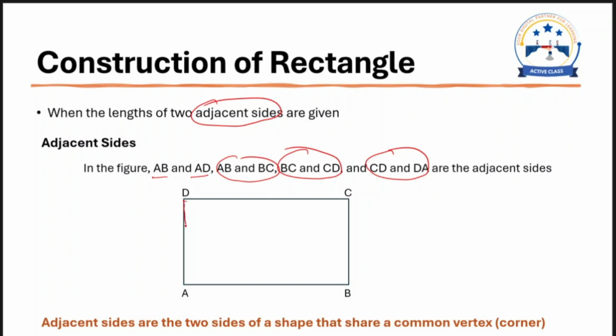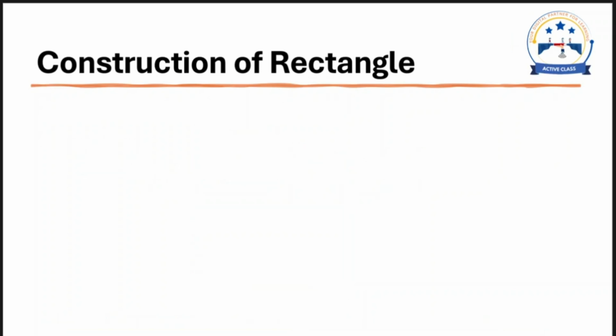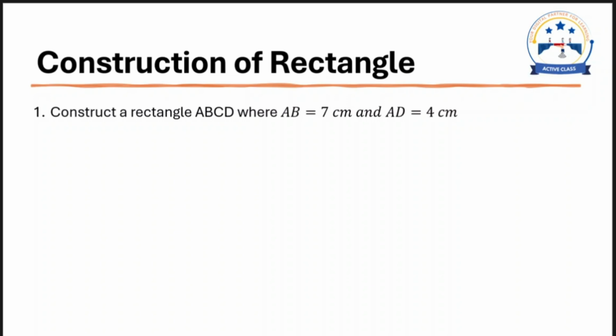Let's go to the figure again. The sides AD and AB share a common vertex or common corner A. They both have A as a common vertex, so we call them adjacent sides. There are many other possible adjacent sides, but we don't care whichever adjacent sides we are given. But if we are given the length of adjacent sides, we can construct a rectangle. Suppose you are given a question to construct a rectangle ABCD where AB equals 7 cm and AD equals 4 cm. Then you know the basics of solving any question is first you write the given information, right?